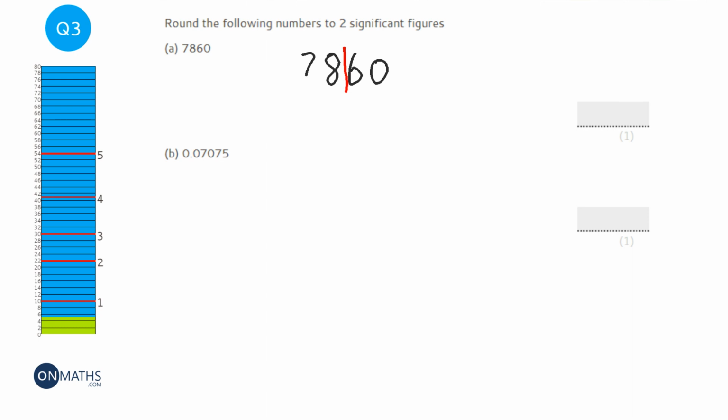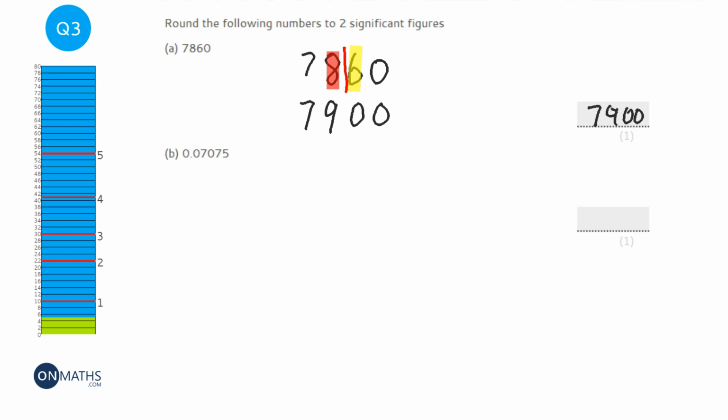Now this number here is called our decider number. That's doomed, it's going to turn to 0, but before it goes away, if it's 5 or bigger, then it means that the 8 here goes to a 9. So we're going to have 7. That 6 is going to push that 8 to a 9, but all the other numbers are 0. So our answer is 7,900.